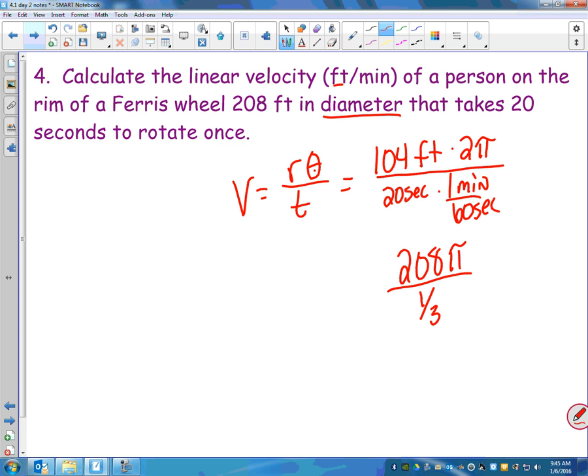So I'd have 208 divided by 1/3, which is really the same as just multiplying by 3. Right, divided by 1/3. So that's 624 pi feet per minute. I'm going to multiply by pi just so you can get an idea of how fast this is.